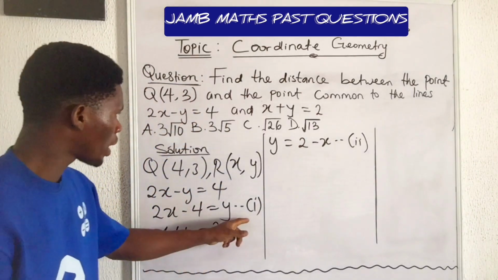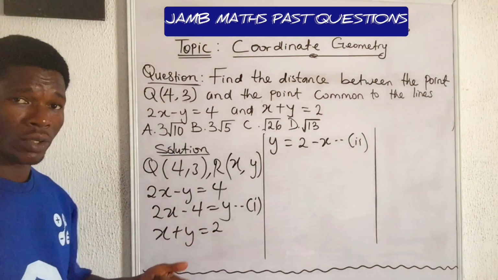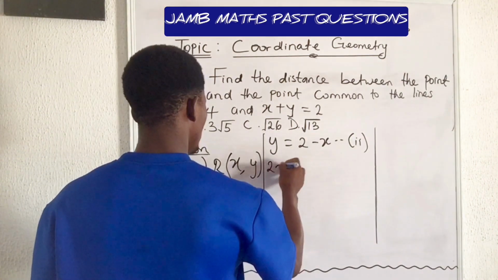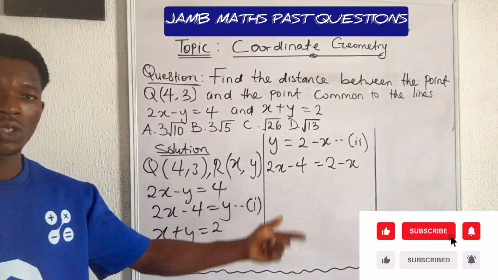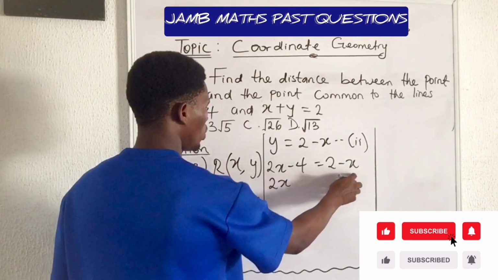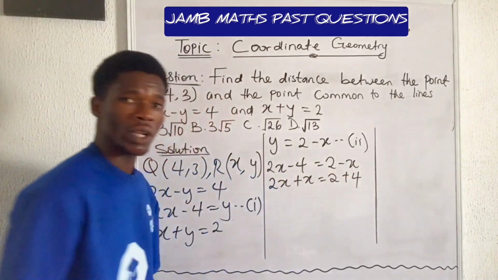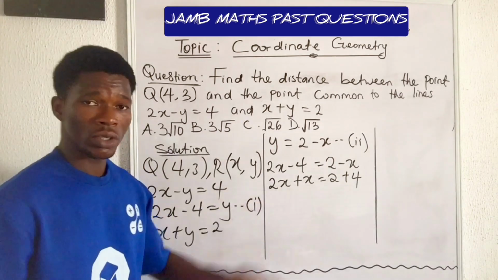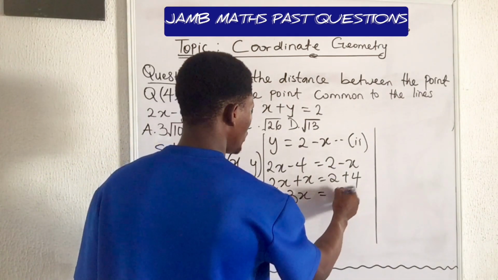Now we are going to equate 1 and 2 because they both equal y. So that means we write that 2x minus 4 is equal to 2 minus x. The next thing we do is to collect like terms. We solve for the value of x. We have plus x on the left and 2 plus 4 on the right. Then 2x plus x gives 3x, and 2 plus 4 gives 6. So 3x equals 6.